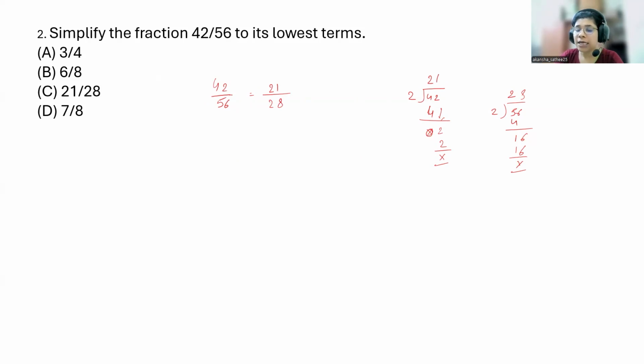Again, you have to look for any number which can divide both. I think 3 can divide both. No, 3 also cannot divide both. So now you don't have any number which can divide both. So this is the smallest form equivalent to 42 and 56. So C is the correct option. Here you have to look for the common number which can divide both and keep on doing that. That is how we simplify a fraction.